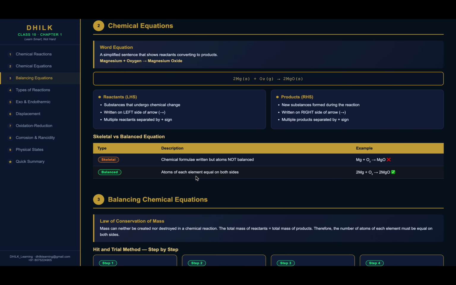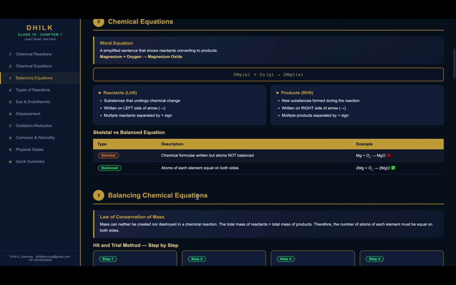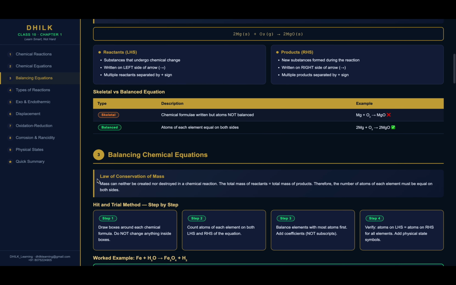So now the question is, why do we need to balance equations? This brings us to a very important law in chemistry. It is called the law of conservation of mass. This law was stated by a scientist named Antoine Lavoisier, and it says that mass can neither be created nor be destroyed in a chemical reaction. That is the law of conservation of mass.